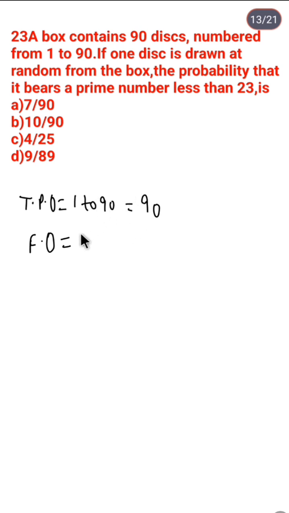So less than 23, what is a prime number? That is 2, the smallest and only even prime number. Then 3, after that 5, then 7, then 11, 13, then 17, 19 and less than 23. 23 will not be included here, because it says less than. So 1 2 3 4 5 6 7 8. How many? 8 numbers are there.